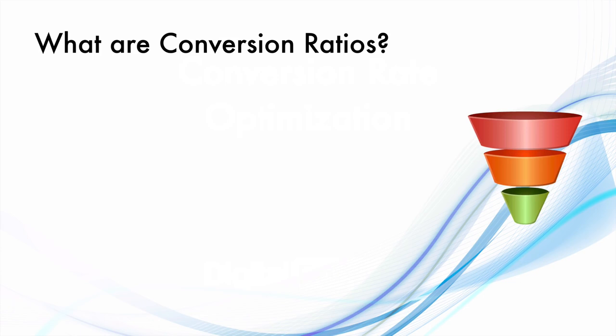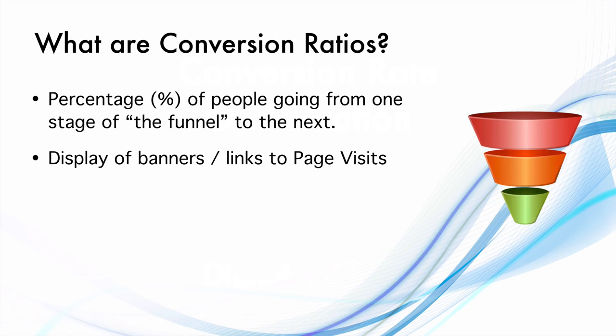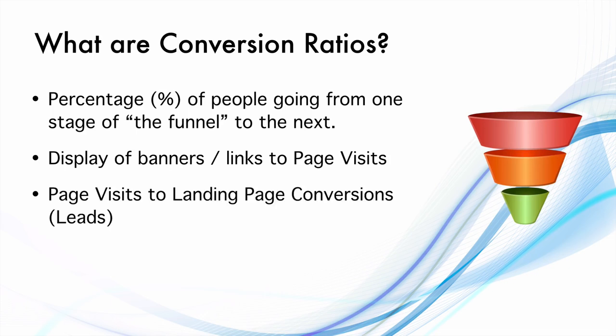So what are conversion ratios? The percentage of people going from one stage of the funnel to the next is usually called a conversion ratio in digital marketing. One stage of the funnel could be display of banners or links, and another stage could be page visits. People click on the banners or links and then visit a page. So if a banner is displayed 100 times, maybe 10 people will click on it. Here we would say that the conversion ratio is 10%.